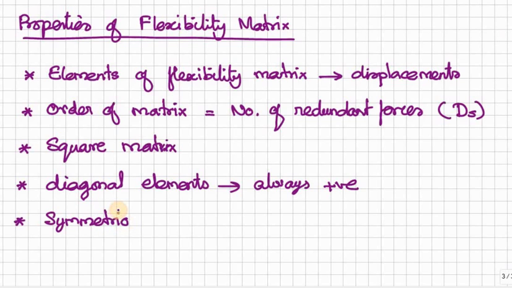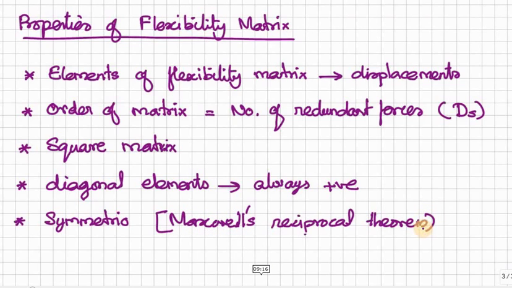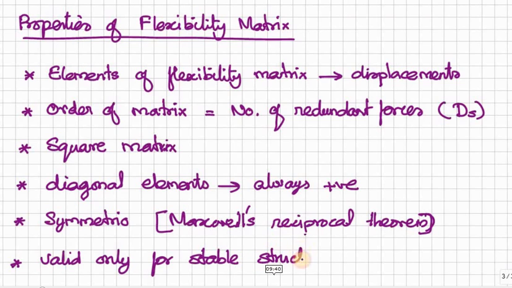So, based on Maxwell's reciprocal theorem, the flexibility matrix is a symmetric one, and it is valid only for stable structures. That means, if you are trying to formulate a flexibility matrix for unstable structures, then the determinant of that matrix will be 0. So only for stable structures can you formulate a flexibility matrix.